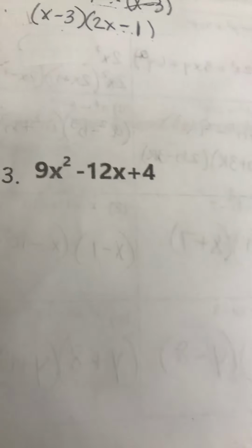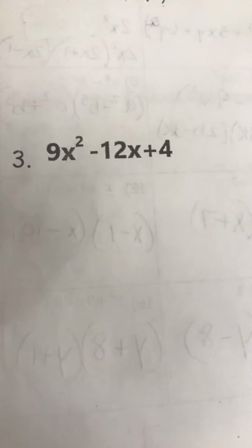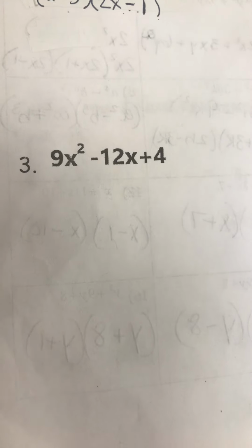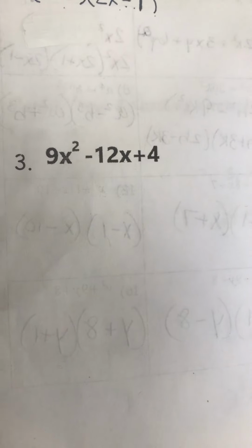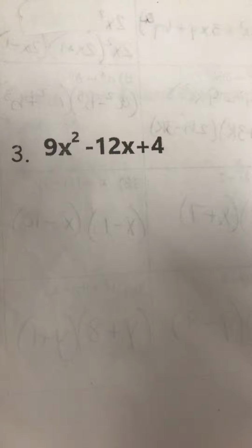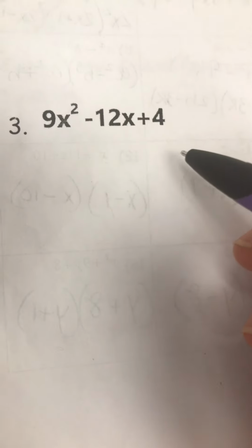Make sure that you check everything all the time, okay? Now this one happens to be a special one. It's called a perfect square trinomial. I will show it to you as the AC method, but then I'll show you the perfect square trinomial shortcut, okay?